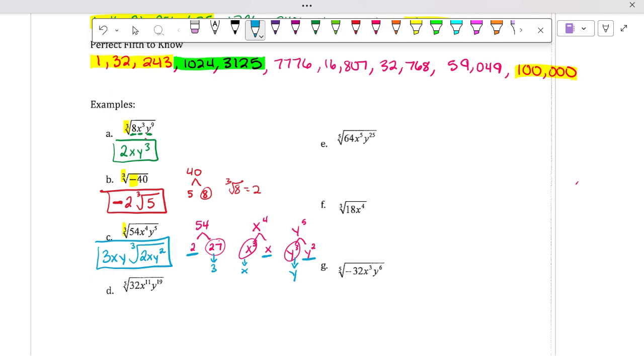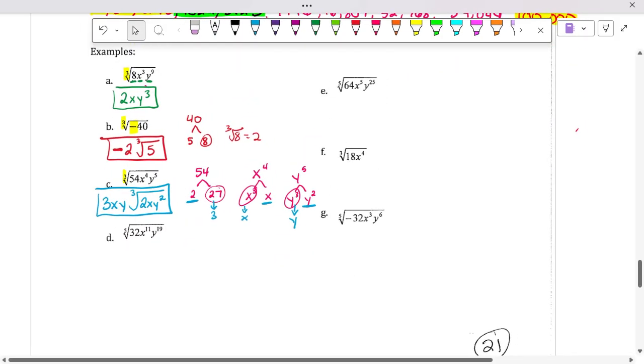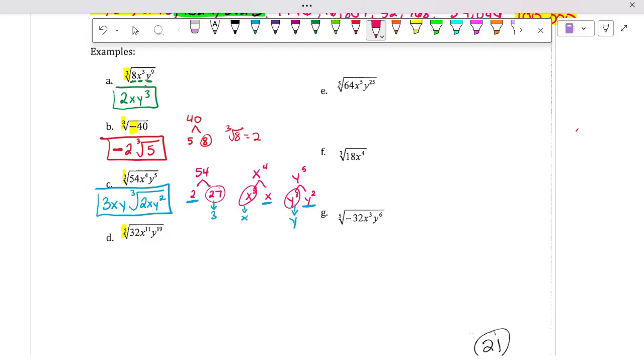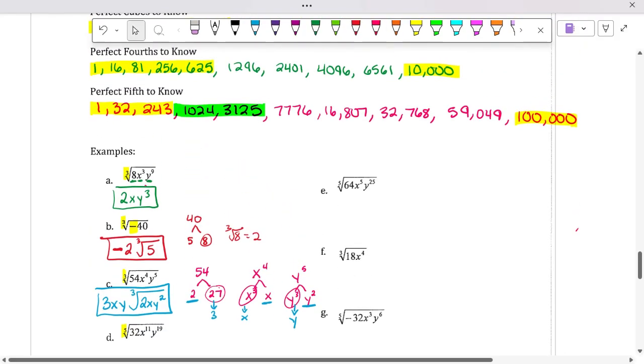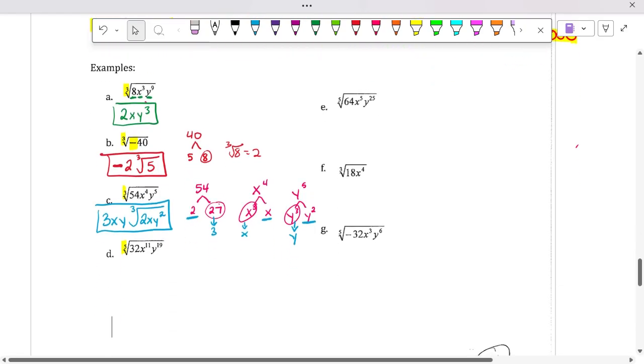All right, last one that I'm going to do with y'all, and I'm going to leave the other 3 for you to try. So, D. Now be careful. We're now looking at a fifth root. So we're undoing perfect fifths. Now, 32, if we look back up here, 32 is in fact a perfect fifth. And the perfect fifth of 32 is 2.